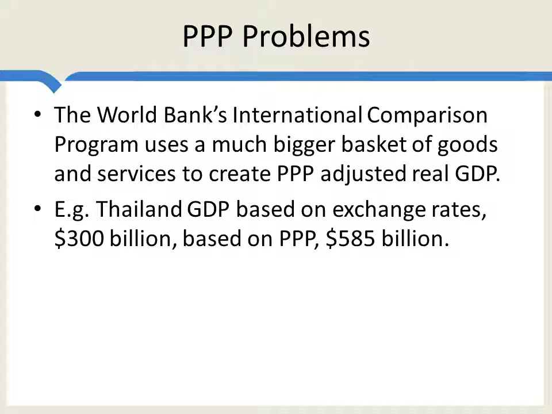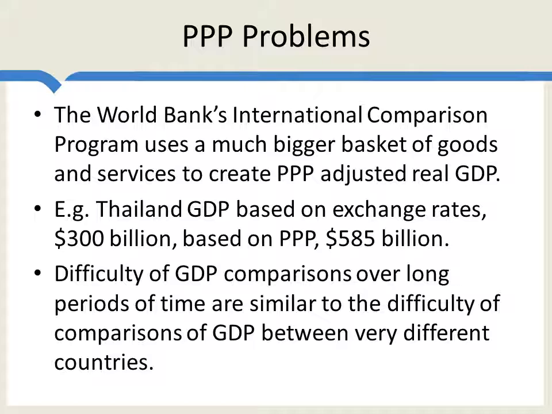By the way, when you do this, Thailand's GDP based on exchange rates is 300 billion. When you do it based on PPP, which for all the reasons we've discussed is a more accurate account of the strength of an economy or the standard of living, it's 585 billion, a larger number.